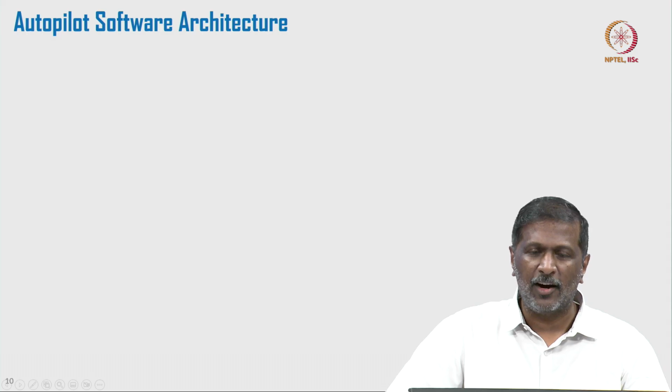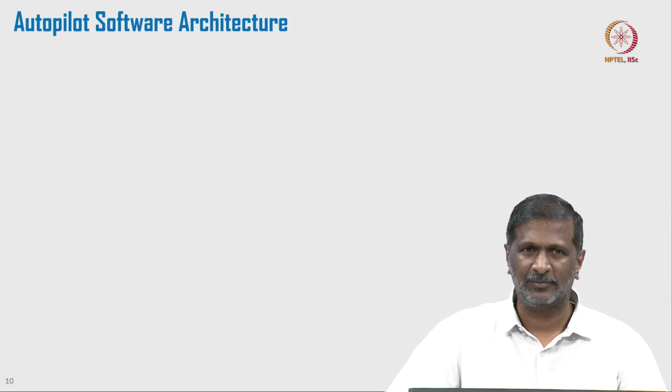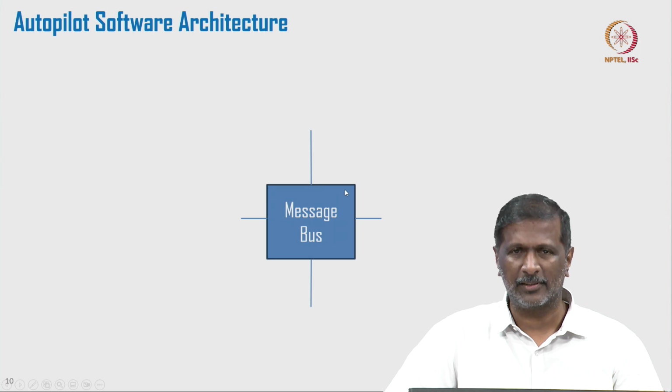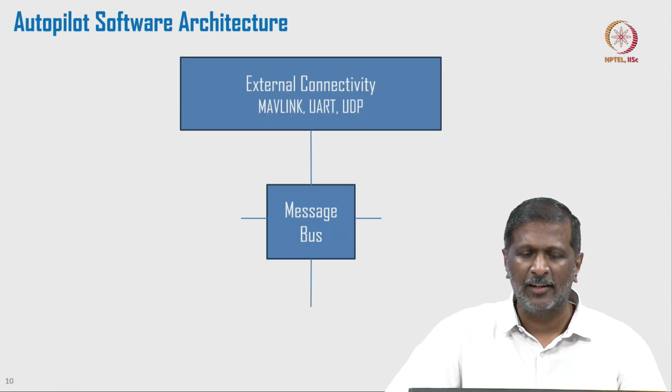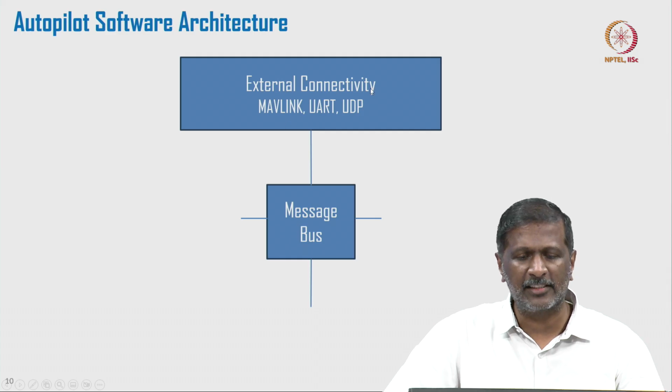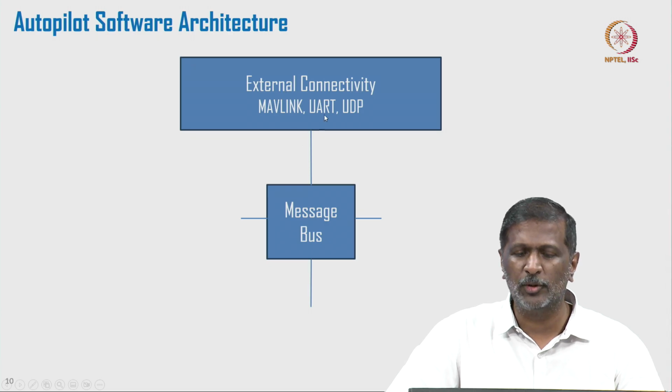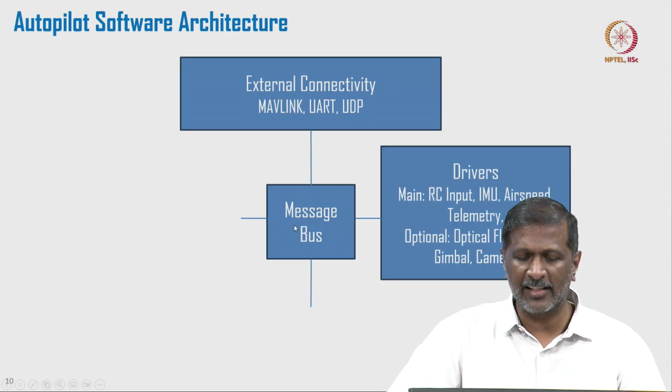Right? Autopilot software architecture. There are some aspects we need to understand, right? The message bus. The message bus sends some information, right? It can send information to external connectivity. It can send information, data to be sent out. It could be through MAVLink or UART, UDP. I can send data out. I can send data to my drivers, right?